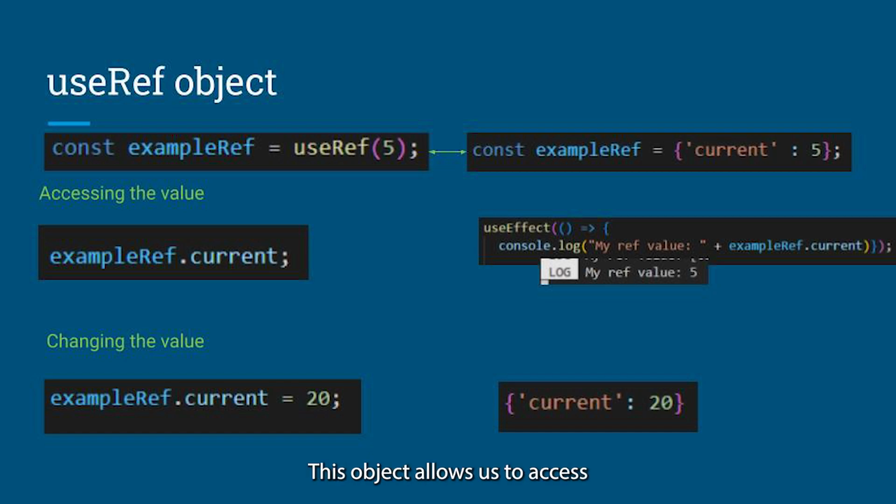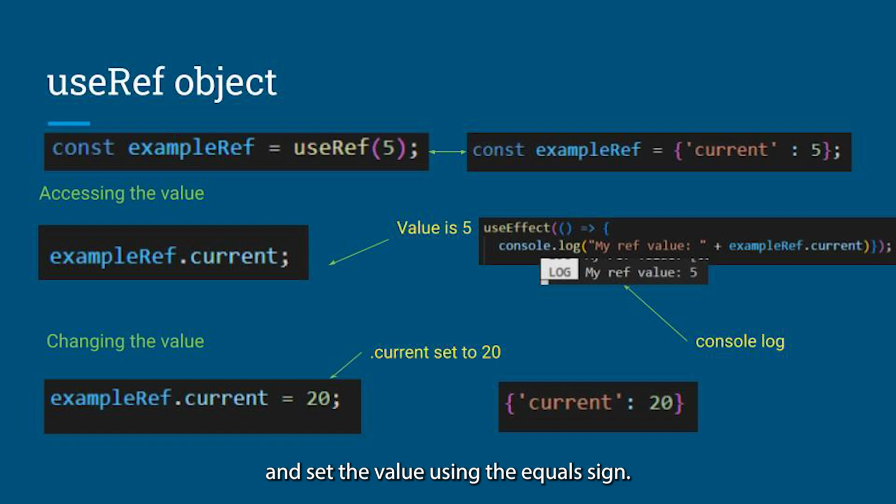This object allows us to access the same current value between renders without re-rendering the component. Each time useRef is called across multiple renders, the same ref object is returned. How we access the value of the object is by using the current property. So here we access the value using .current. You can also see the useEffect, which is also returning .current to console log the value. Changing the value is quite simple. We use .current and set the value using the equal sign.